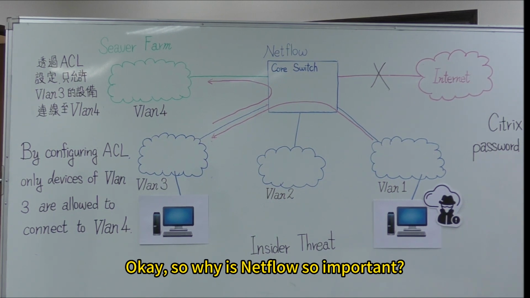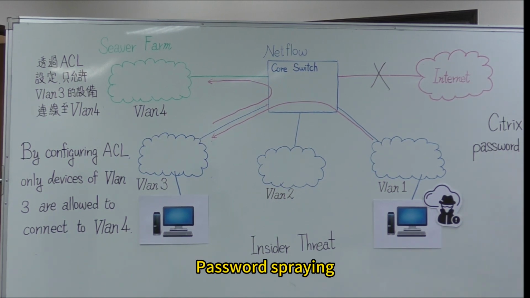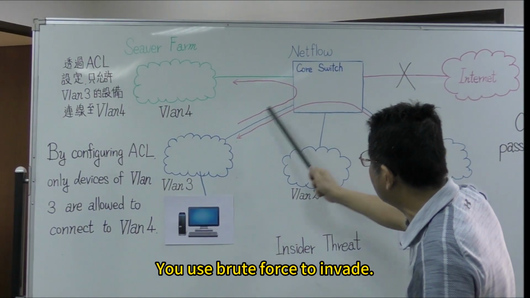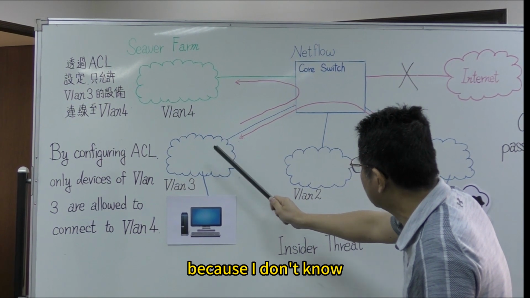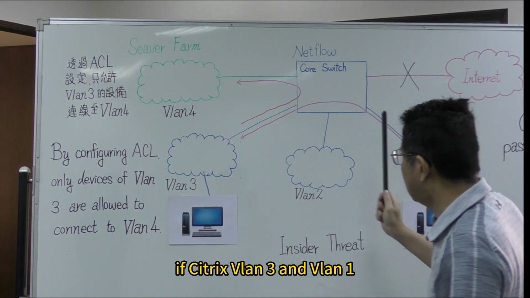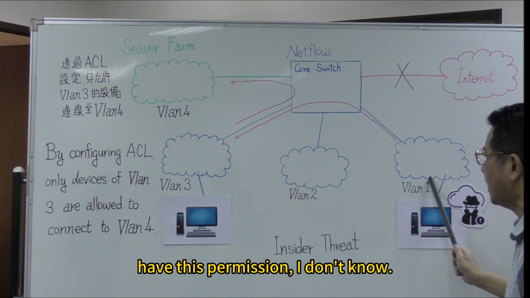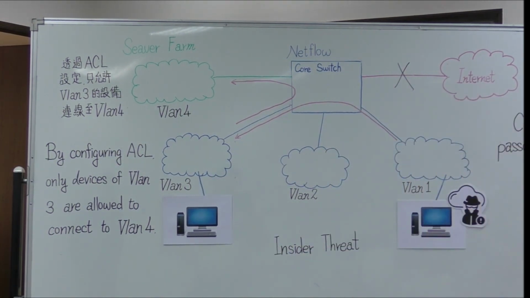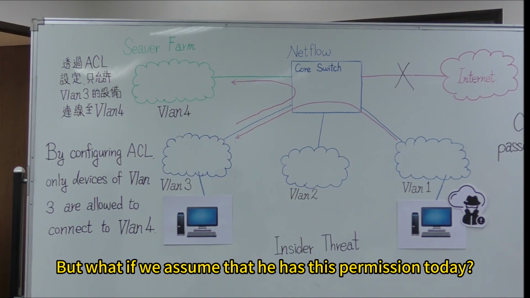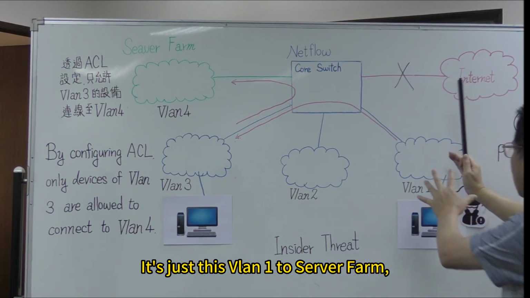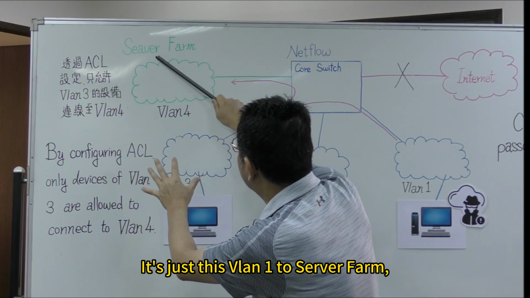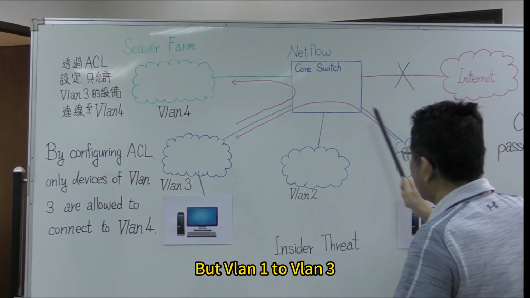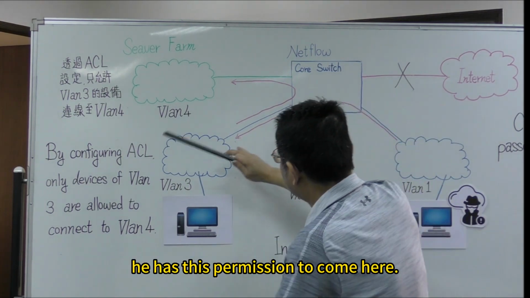Okay, so why is NetFlow so important? Password spraying. It's when you use a brute force method. You use brute force to invade. If you invade here first, because I don't know if Citrix VLAN 3 and VLAN 1 have this permission, I don't know. But what if we assume that he has this permission today? It's just this VLAN 1-2 server farm. He doesn't have this permission. Only VLAN 3. But VLAN 1-2 and VLAN 3, he has this permission to come here.